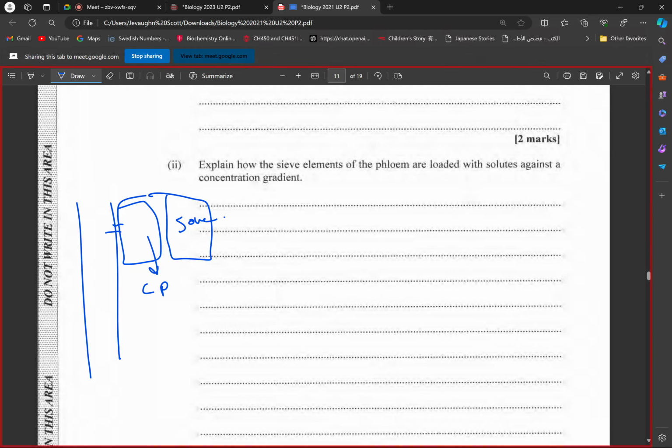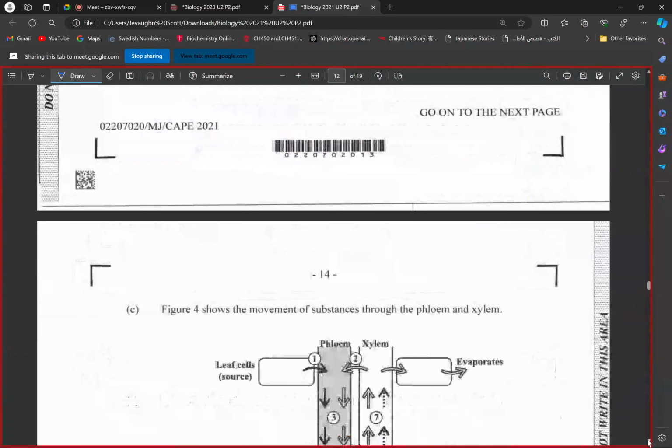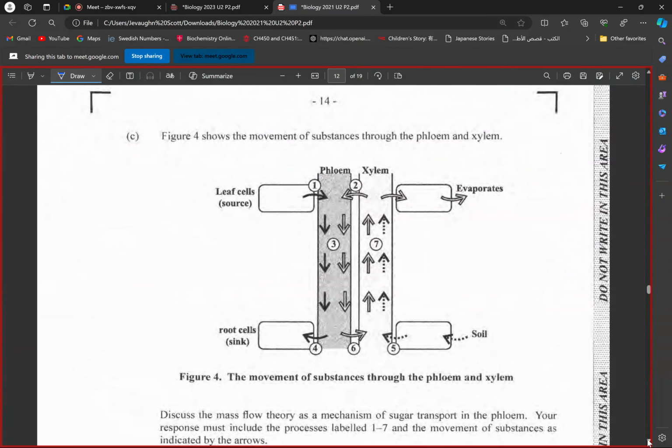And then the companion cell will then have those assimilates moving into the sieve element via the plasmodesmata. Right. Lovely. Alright, so that's all I need to explain how it works. That's lovely, 3 marks.